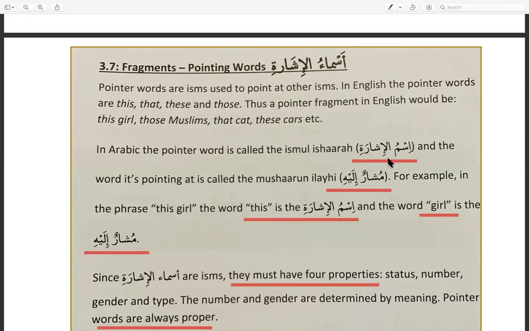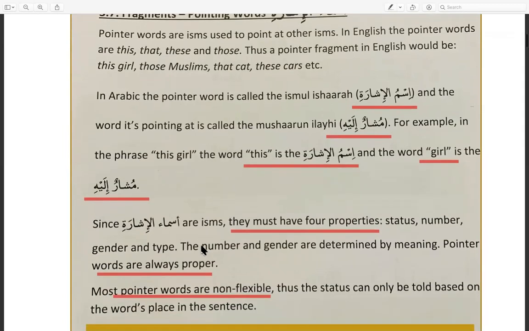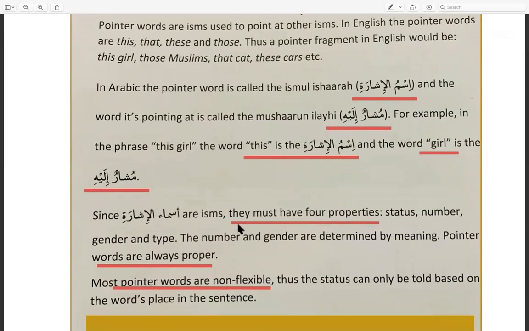And the word it is pointing at is called Musharun Ilay. So the thing it is pointing to would be called Musharun Ilay. For example, in the phrase this girl, the word this is Ismul Ishara, and the word girl is Musharun Ilay. So since Asmaul Ishara are isms, they must have four properties.